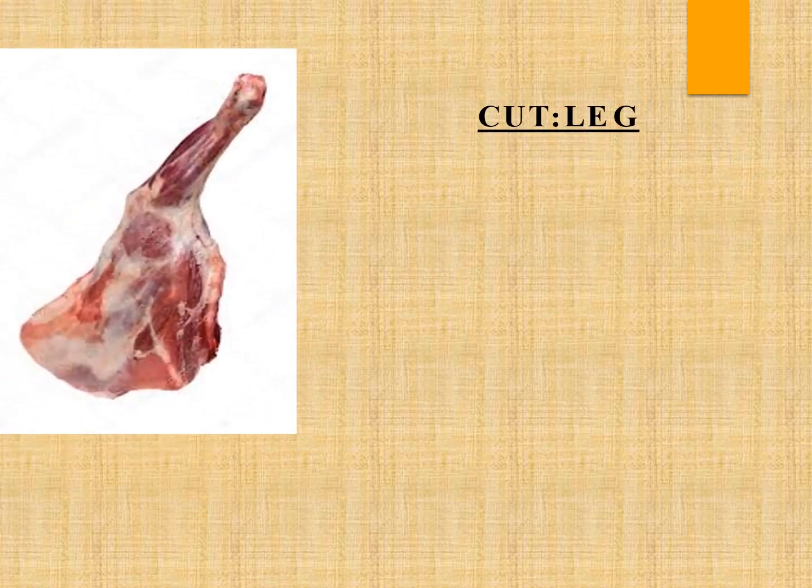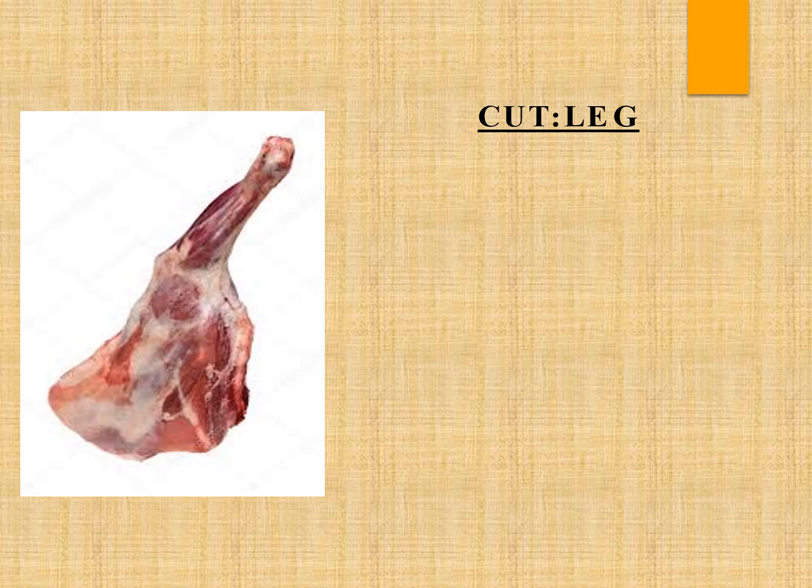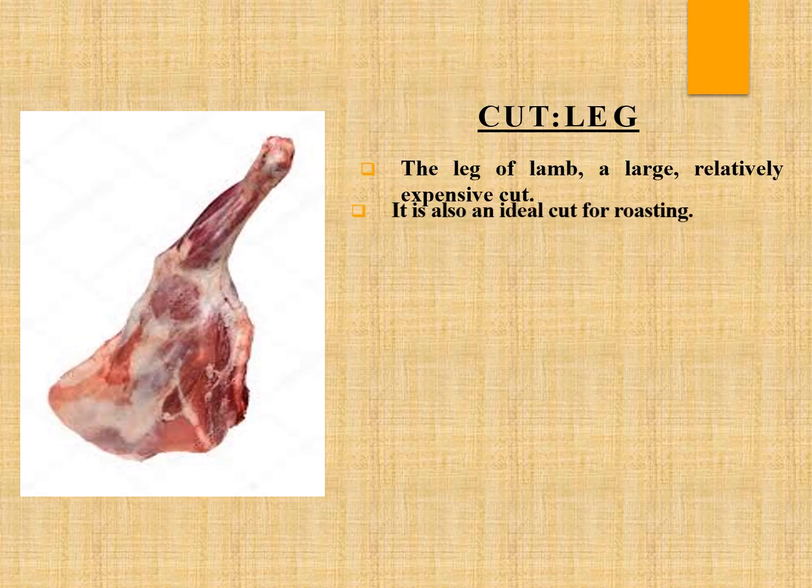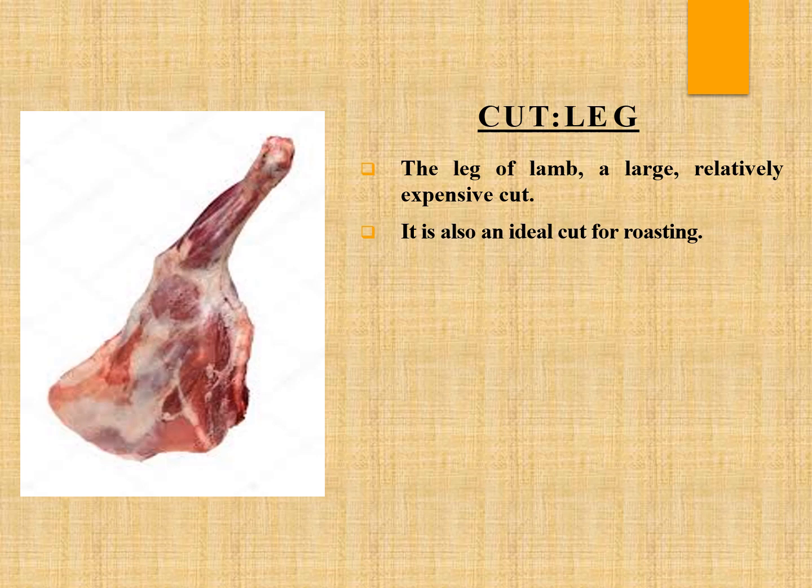Now the last cut, that is lamb leg. You can see in the picture how a lamb leg looks. A lamb leg is derived from the leg by a cut through the heel muscle of the animal. The lamb leg is a very expensive cut of lamb, and the ideal way of cooking this cut of meat is roasting.